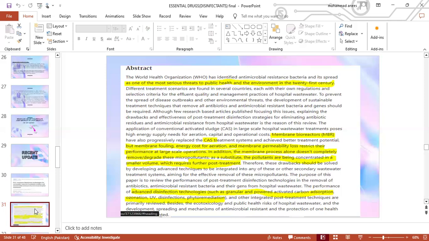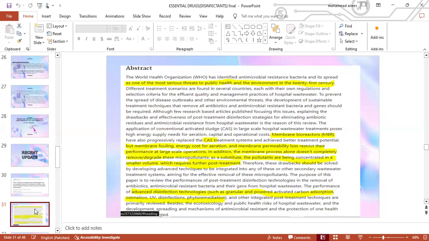The application of conventional activated sludge, CAS, in large-scale hospital wastewater treatment poses high energy supply needs for aeration, and high capital and operational costs. Membrane bioreactors, MBRs, have also progressively replaced the conventional activated sludge treatment systems and achieved better treatment potential, but membrane fouling, energy costs for aeration, and membrane permeability loss restrict their performance at large-scale operations. In addition, the membrane process alone doesn't completely remove or degrade these micropollutants. Instead, the pollutants are concentrated in a smaller volume, which requires further post-treatment.